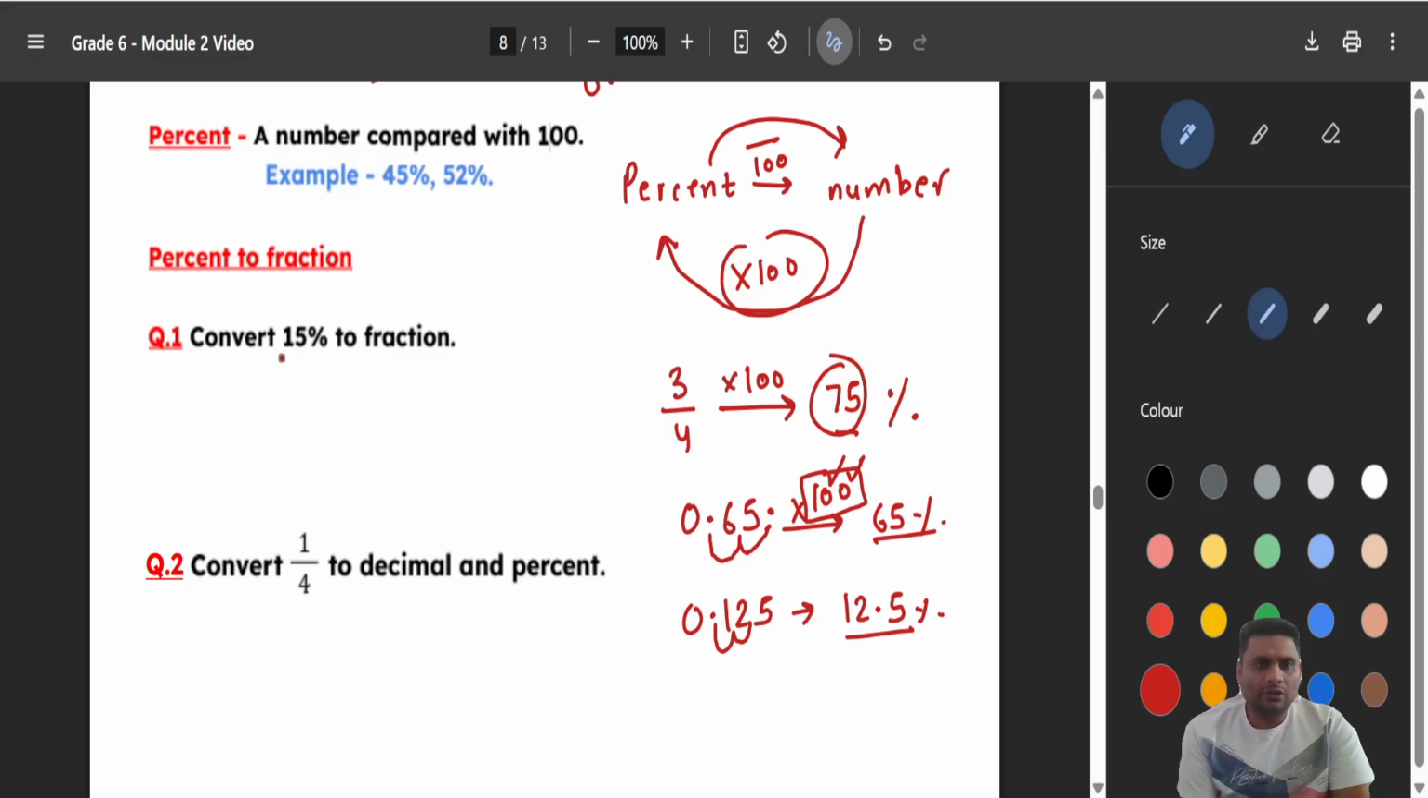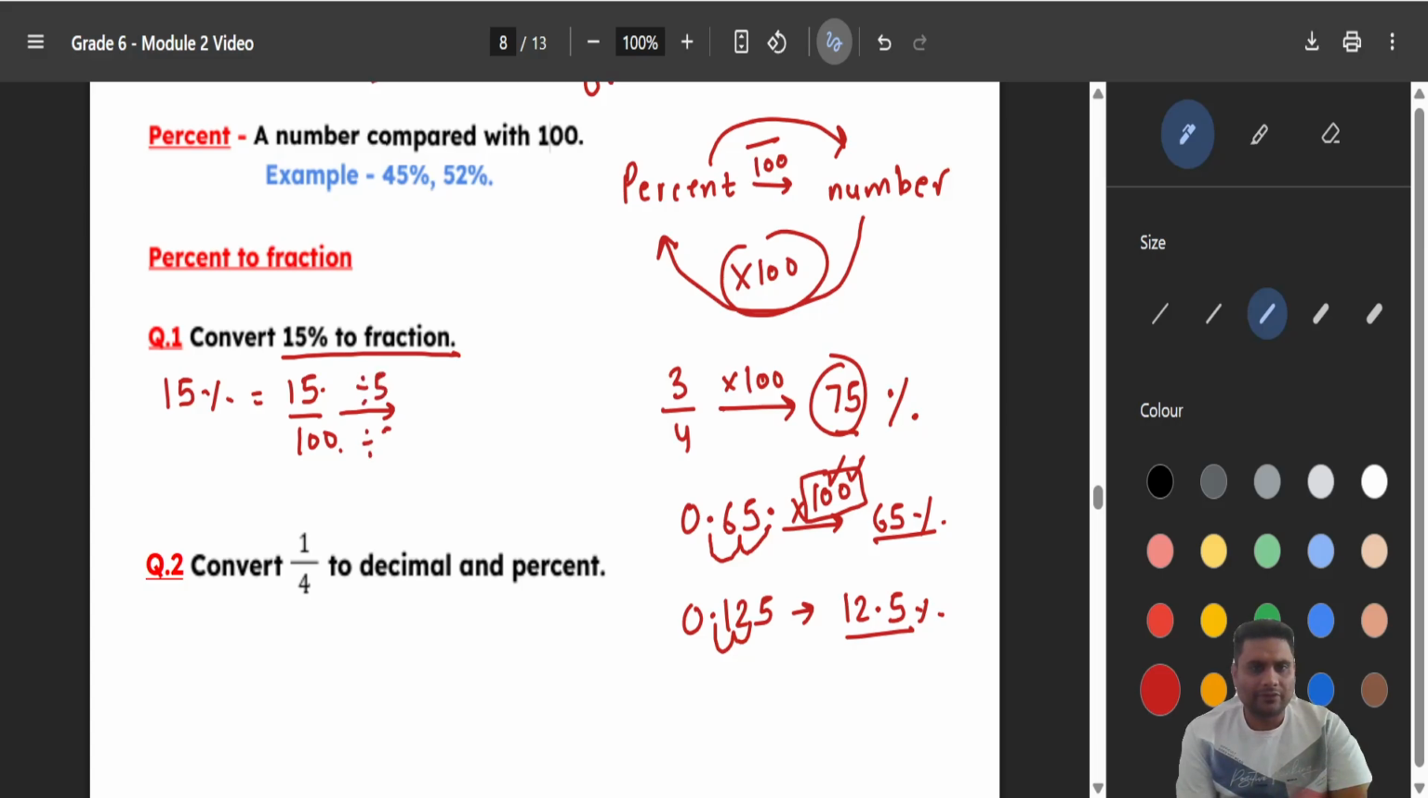First is convert 15% to fraction. Very easy. We are going from percent to number, so simply divide by 100. Percent means divide by 100. So 15 over 100. Now this is not the final answer. We can still simplify it. If you see 5 and 0 at the end of any number, you can divide by 5.